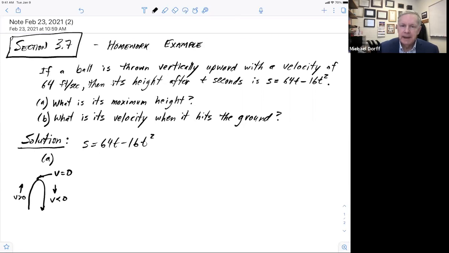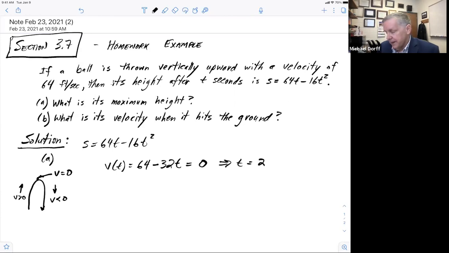Well, if I take my function s, its derivative is velocity. So when velocity equals 0, I'm at the top point. So in part A, we want to find the velocity first. So velocity is going to be the derivative of this s function, which would be 64 minus 32t. And now we want to find out when that velocity equals 0. So we set that equal to 0. And if we do that, we can solve this and we get that t equals 2.